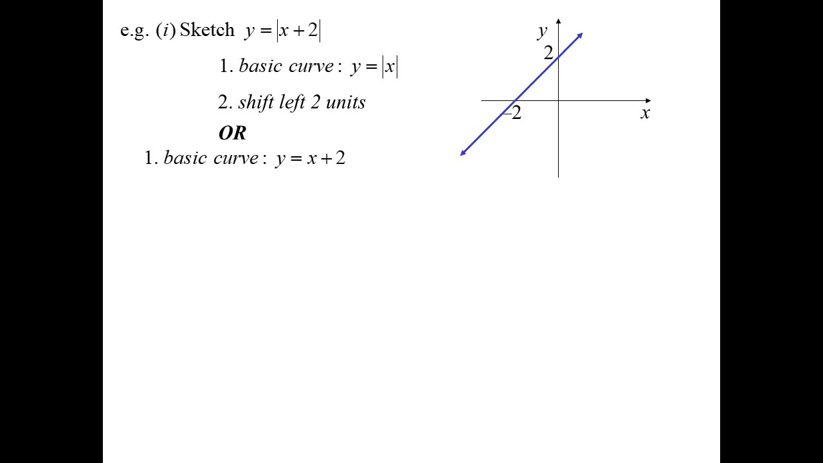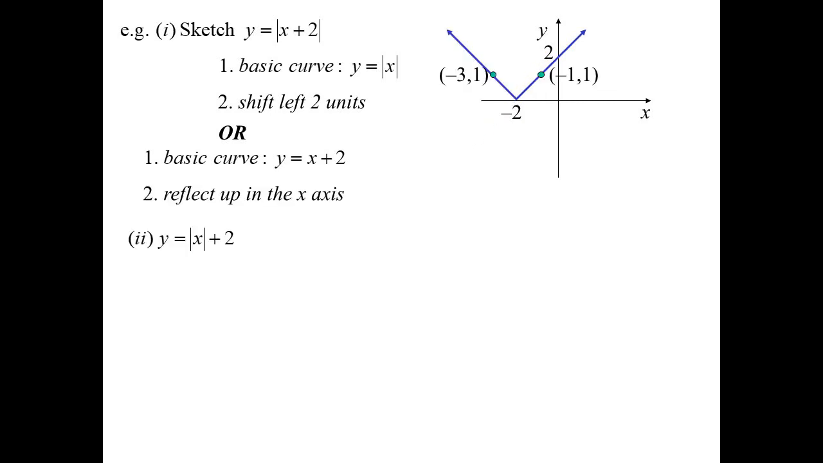Another way I could think about it is that actually the basic curve, it's not y equals absolute value of x, it's actually the line y equals x plus 2. And I'm going to find the absolute value of it, so therefore whatever is below reflects above. I get the same picture. So there's different ways of thinking about the problem.